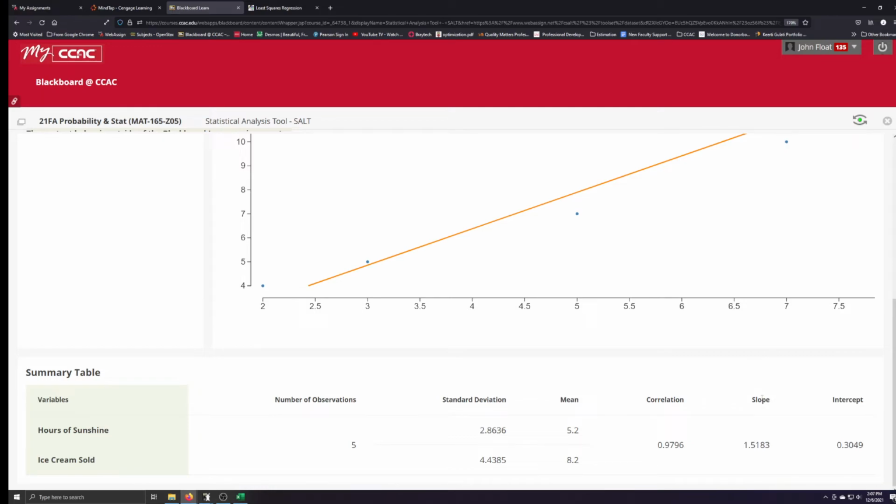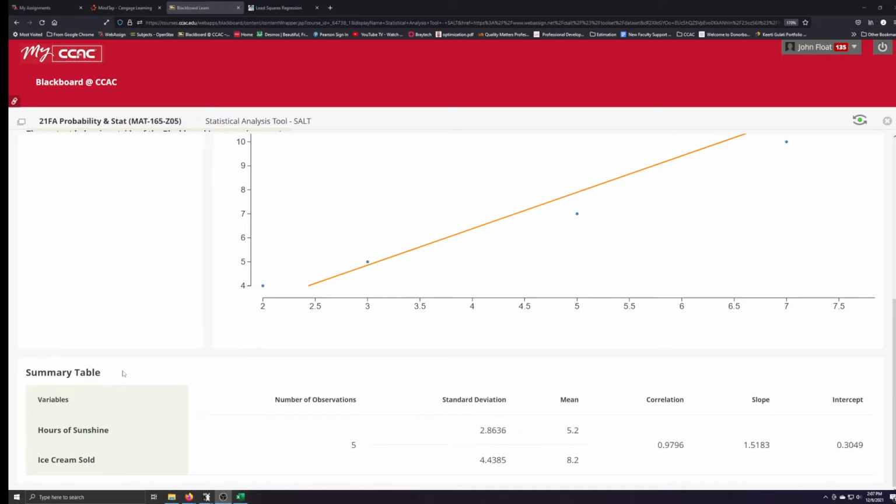Notice that the slope is 1.5183. It's exactly what we calculated. And our intercept is 0.3049, which we calculated as 0.3048. So we were off by, what is that, 1/10,000th of a number. So we're not off at all. It's just that this is a regression model, and it estimates and tries to predict what we would need.